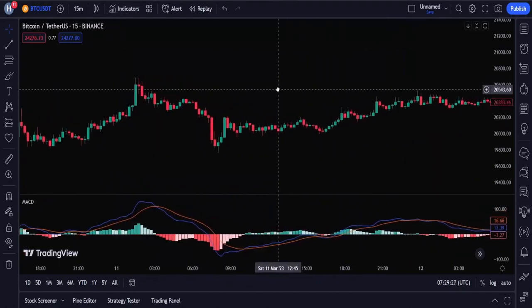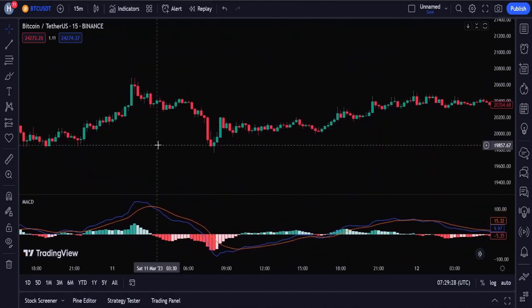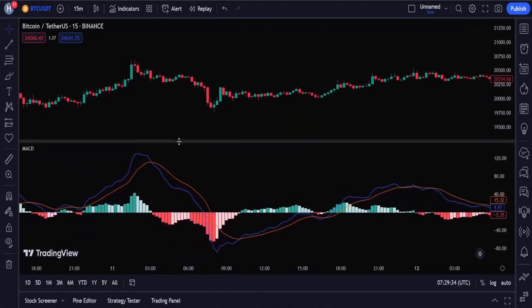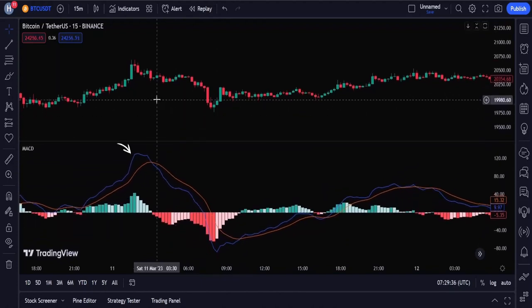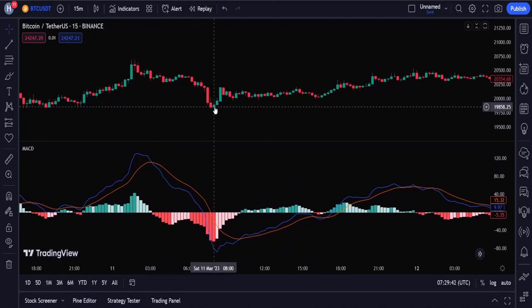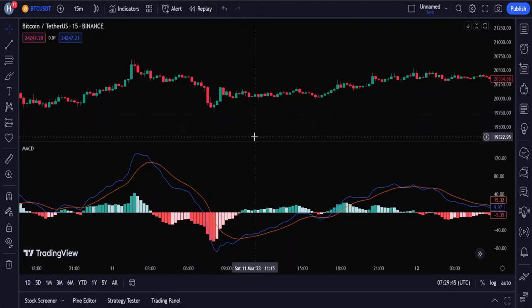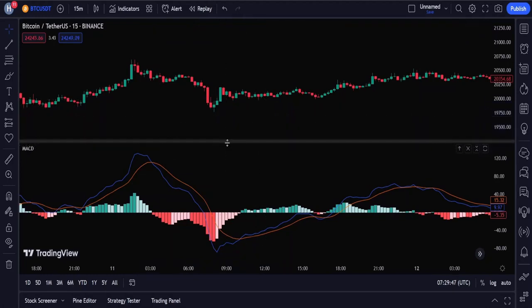This is a popular technical analysis tool used by traders to identify trend changes and potential buy or sell signals in the financial markets. It consists of 2 lines, the MACD line and the signal line. The MACD line is calculated by subtracting the 26-day exponential moving average from the 12-day EMA. The signal line is a 9-day EMA of the MACD line.